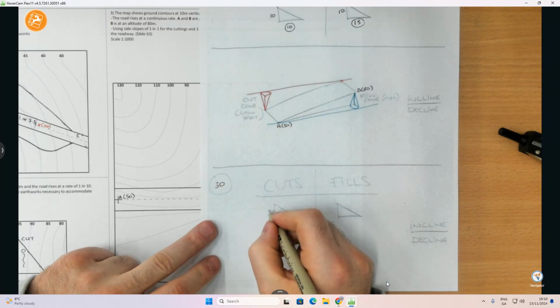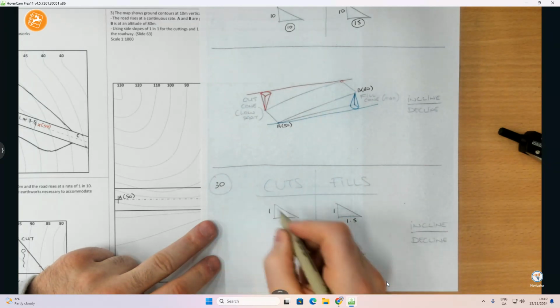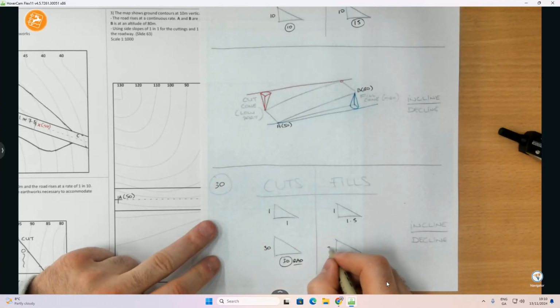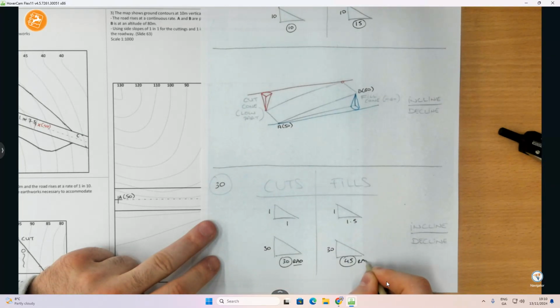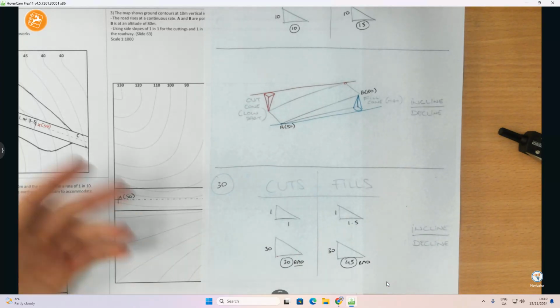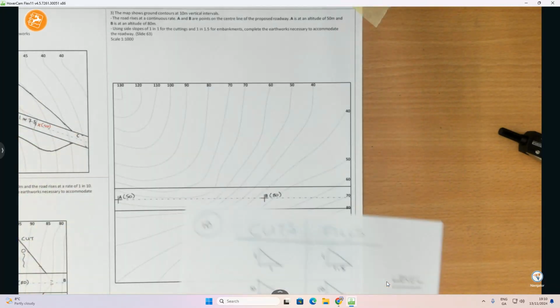And we put that into our ratios, 1 is to 1 and 1 is to 1.5. So 30 times 1 is 30. Our radius for our cut cone is 30. 30 times 1.5 is 45, so our radius for our fill is 45. Okay, so there we have it, guys. That's the work done.